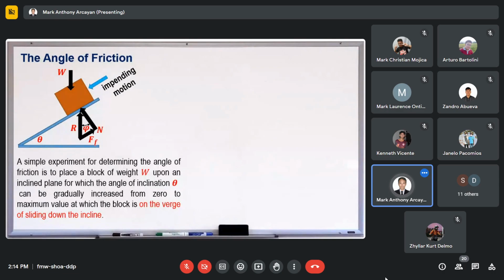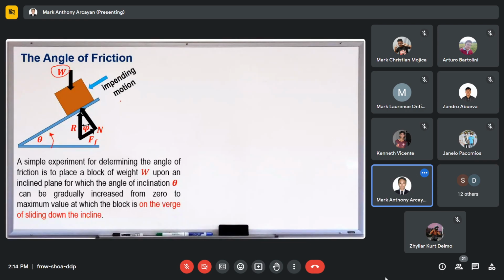We have an inclined plane with the block, the brown box, whose weight is equal to W. This theta is the manipulated variable. We can change it. You start initially at the horizontal orientation, so theta is equal to 0. Then you gradually raise it, you increase it.